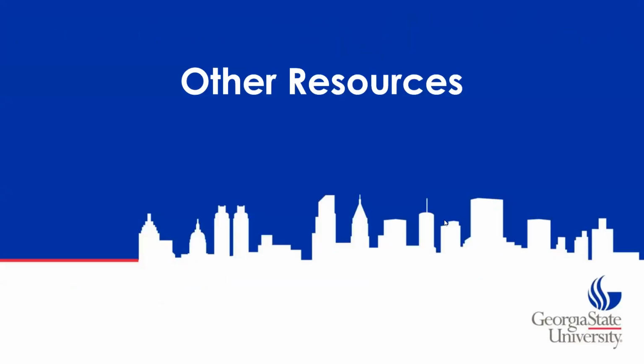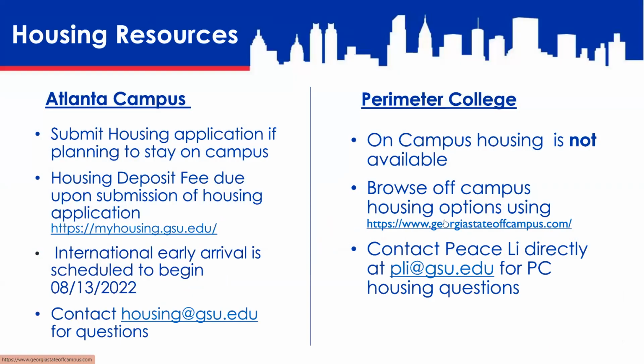Now, we finished talking about orientation, how to register for classes, and how to meet your advisor. There are other resources as well, and other questions, okay? Housing: a lot of students say, hey, I'm an incoming freshman. At Georgia State, it's not like other universities. No, on-campus housing at Georgia State is not mandatory. Not only is it not mandatory, we prefer that students find their own resources.